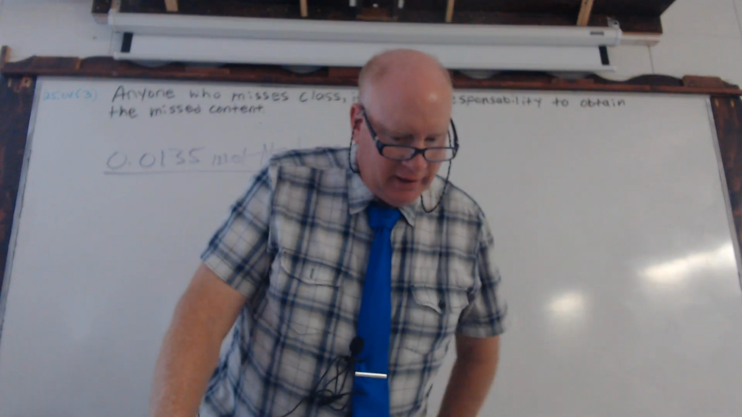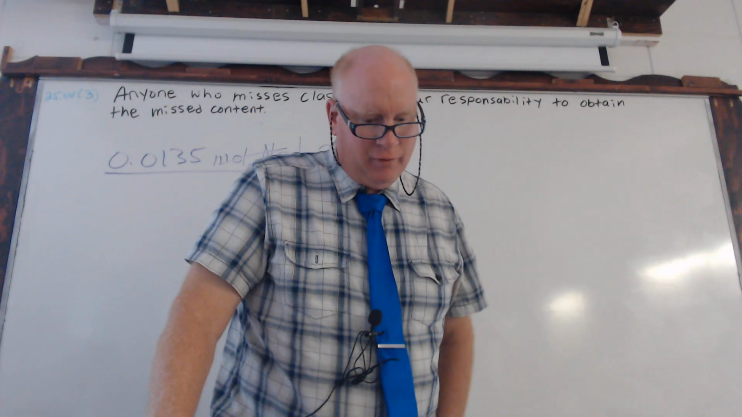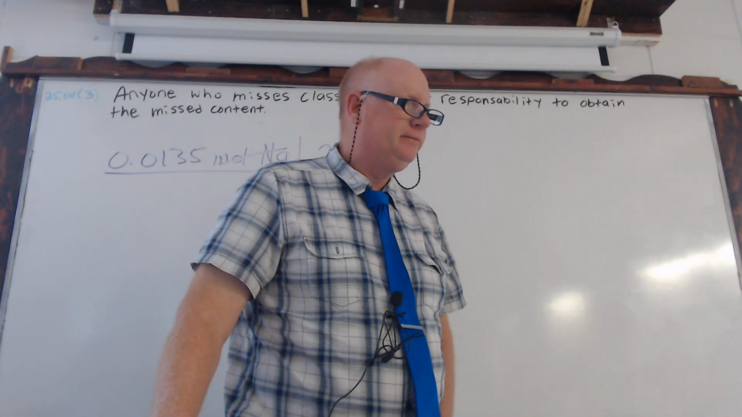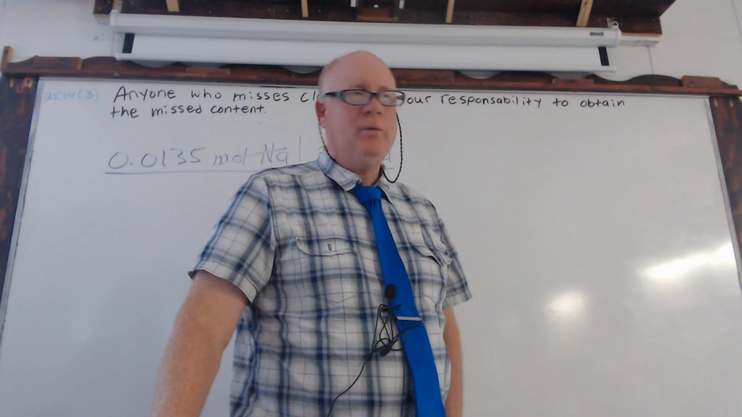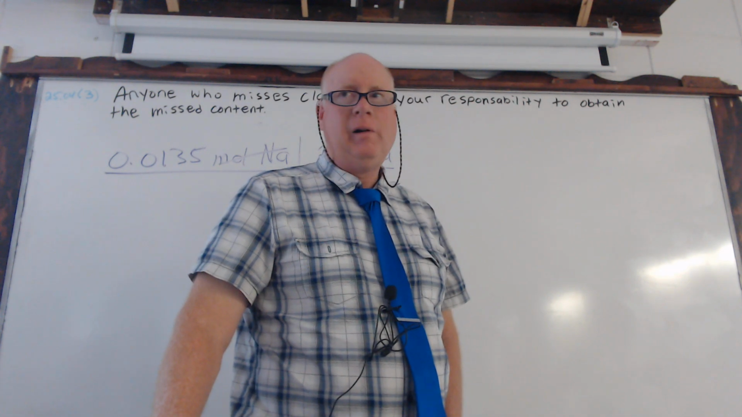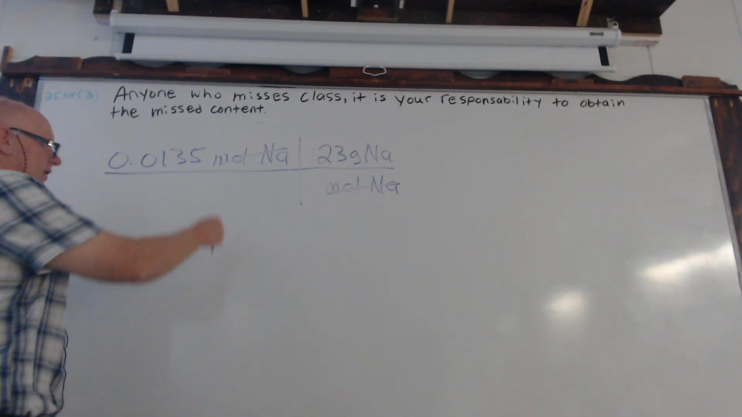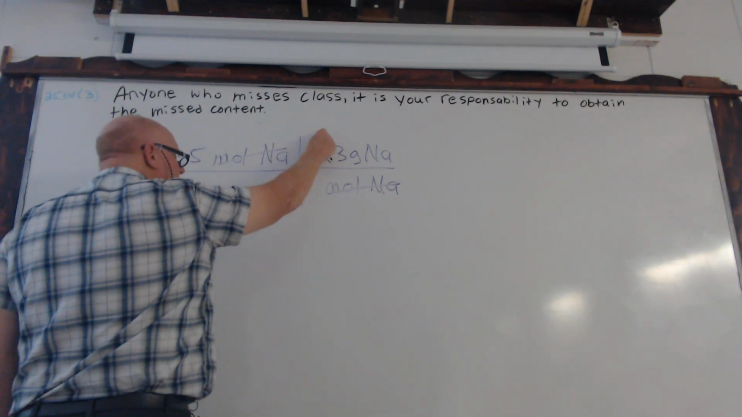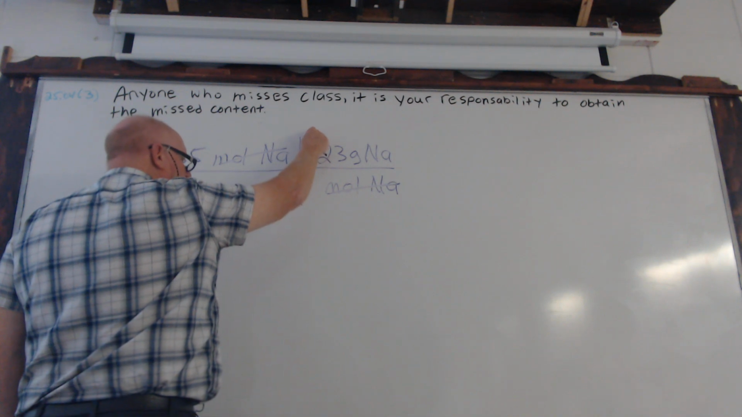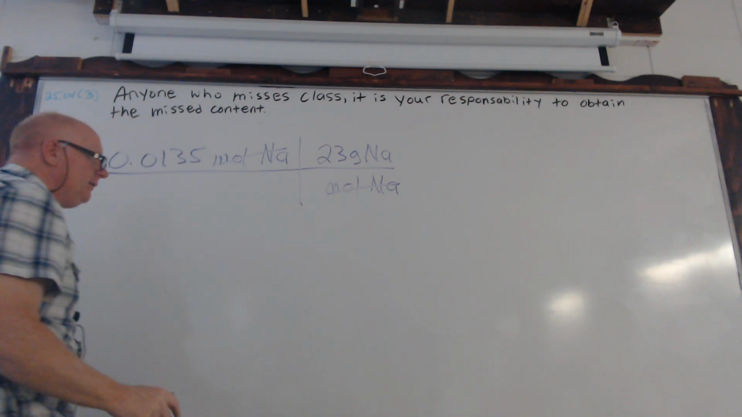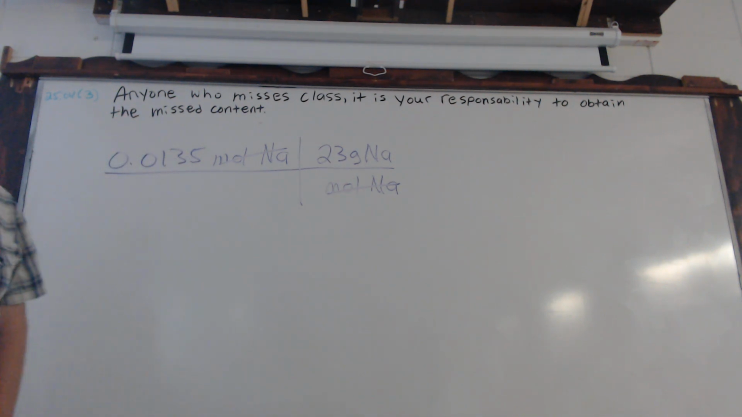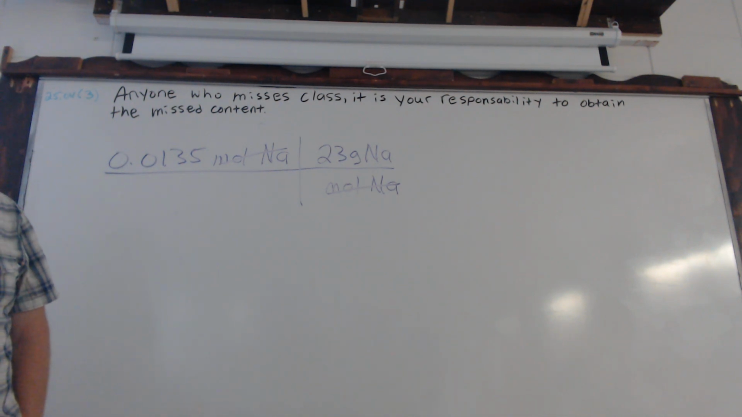So when you multiply these out, you should get 0.310. Is that what we got? Wait, so you multiply 0.0135 by 23? Yeah, 0.31. Because these are next to each other, do we multiply or divide? You multiply. If it's on the bottom, you would divide. And that's the mass. Great. That is the mass in grams.